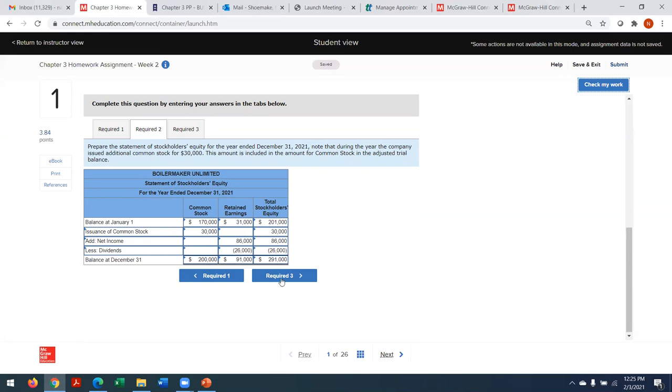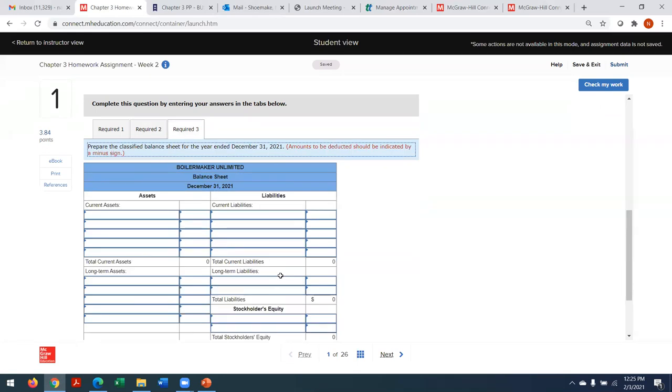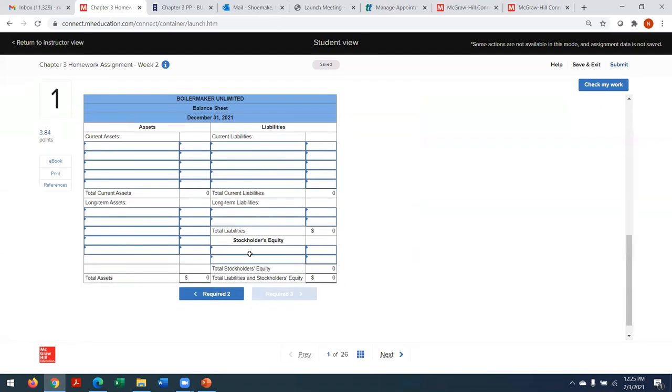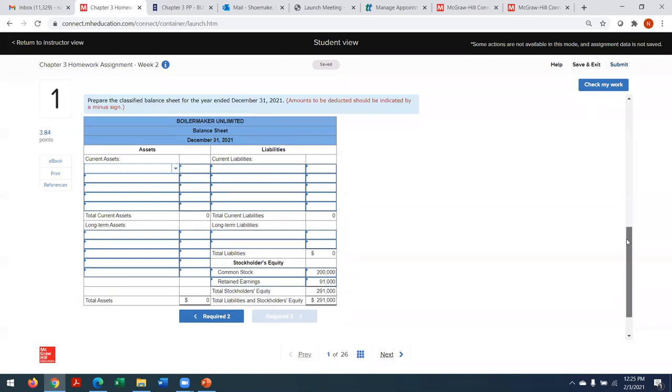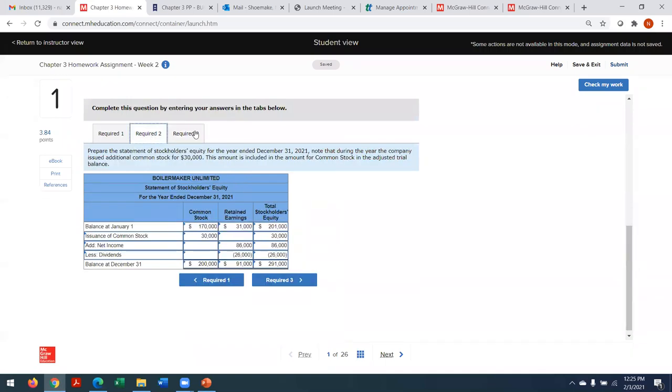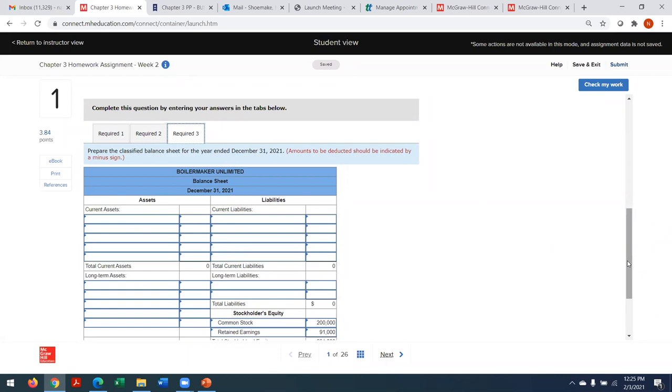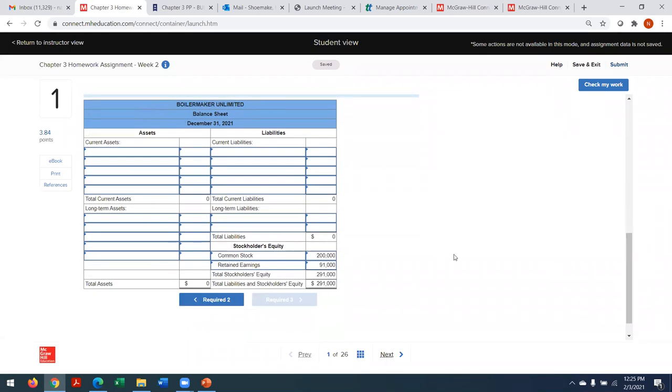stockholders' equity in order for us to complete our balance sheet. So we need to have in our stockholders' equity our common stock of 200,000. I think the retained earnings is 91. For the stockholders' equity section, there to be 291. Let me just make sure. Yes.